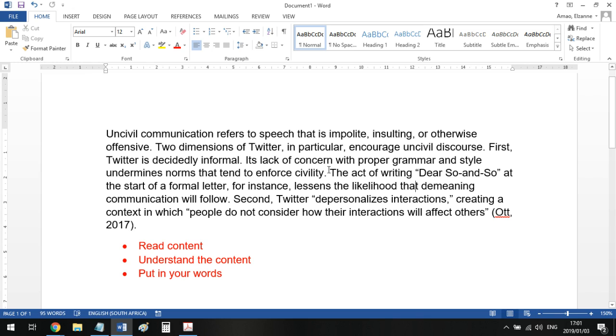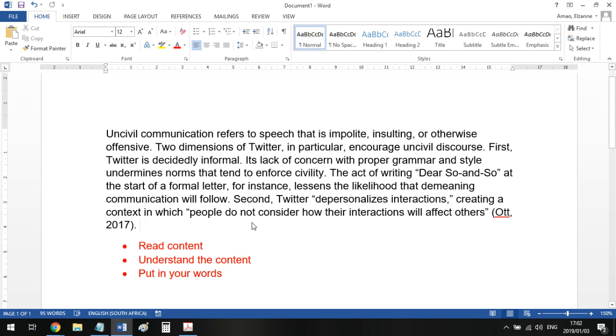So the first reason they cite is that the language on Twitter is informal. There's no regard for proper grammar and style, and that proper grammar and style is something that enforces civility. If I walk into your office and I say, "How's it?" and I'm chewing gum or whatever the case may be, that does not enforce civility or civil engagement. But when I walk in and I greet you properly, then there's civil engagement. I say, "Good day, ma'am, good day, sir." That is proper grammar and style. Okay, so this is really what they're saying here. Then we can skip that sentence.